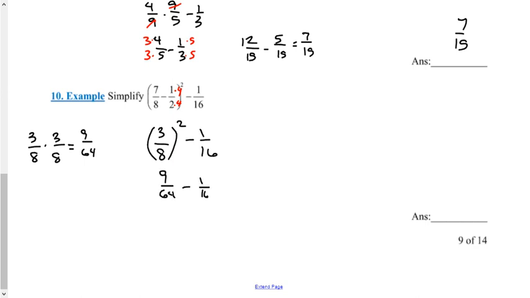Now I've got to get common denominators. And with a little bit of practice, hopefully you'll know that 16 is related to 64. Right? 16 is 4 squared. 64 is 4 cubed. And so this one needs another 4. It's missing a factor of 4. We'll just do that on bottom and top. And now I get 9/64 minus 4/64 makes 5/64 for our final answer to this problem.